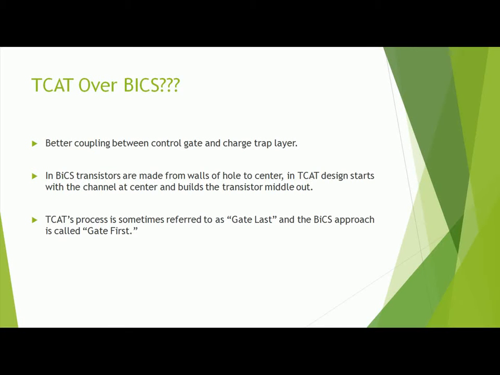So in TCAT, we use the same structure but with a high-K metal gate, which improves the coupling between the control and the charge trap layer. Then BiCS transistors are made from the walls of the hole to the center. The TCAT design starts with the channel at the center and builds the transistor from the middle out.